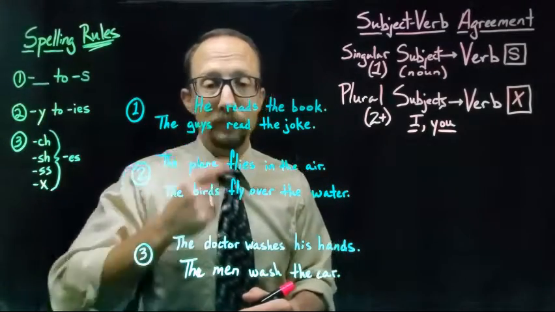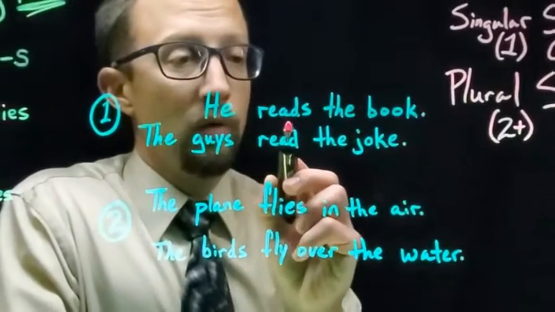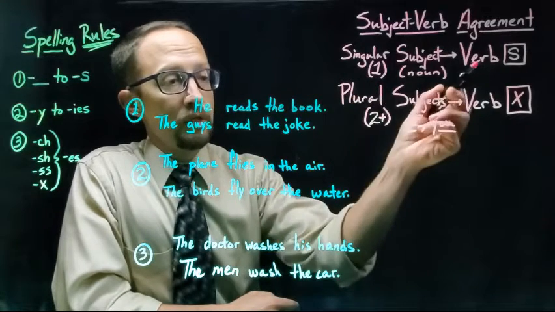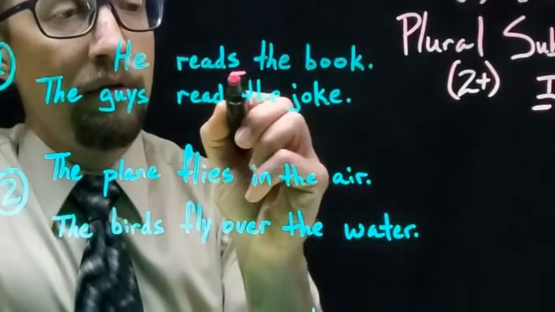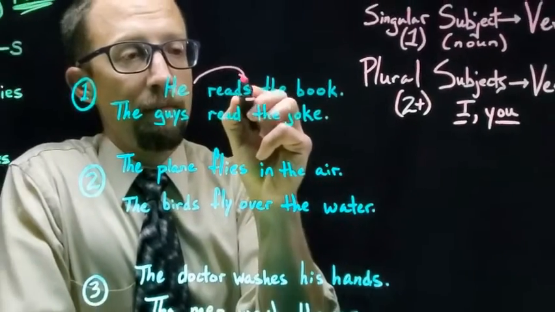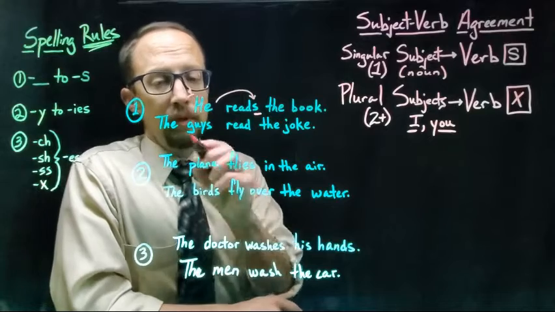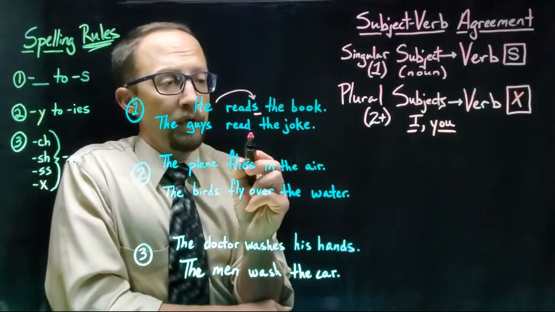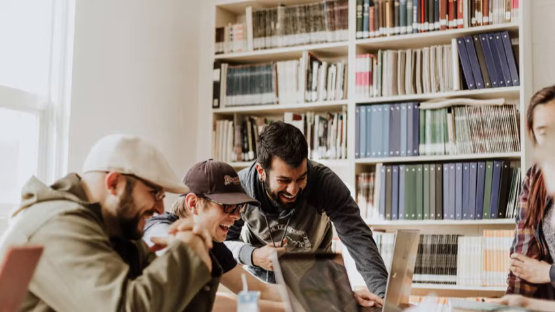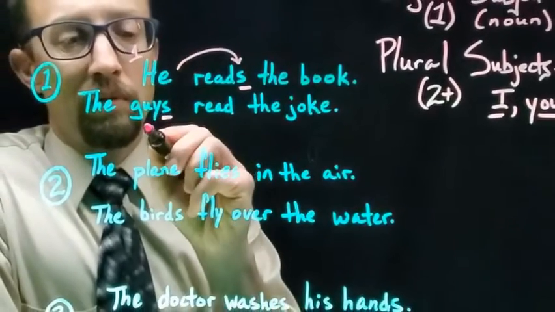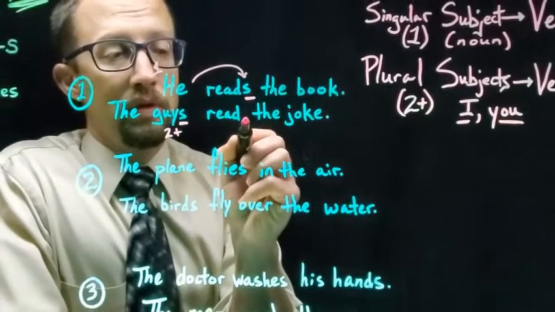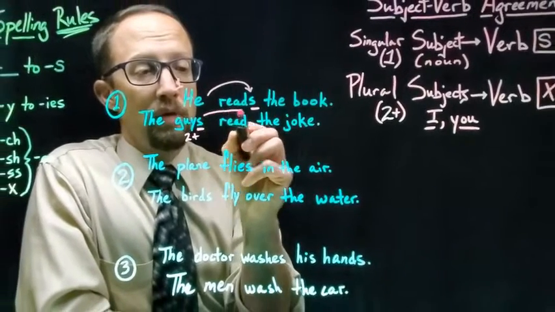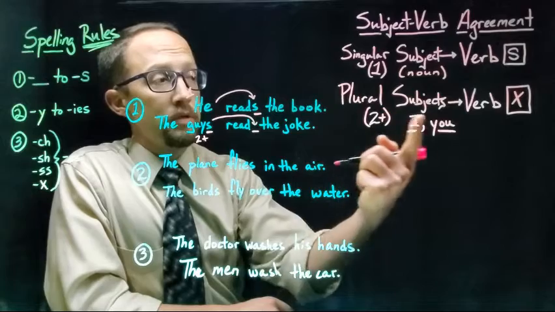Okay, so let's look at rule number 1. First example. He reads the book. How many is he? Just one, singular. So you have to add an S. Okay? The guys read the joke. Here's your subject, guys, and it is two or more. Two or more. So there is no S, just like here.